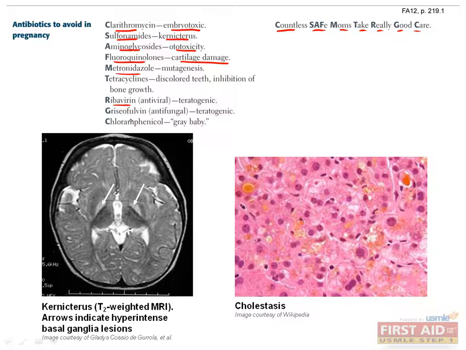Metronidazole, ribavirin, and griseofulvin are all teratogens. Chloramphenicol causes gray baby syndrome, and speaking of discoloration, tetracyclines are classically associated with discolored teeth as well as inhibition of bone growth.